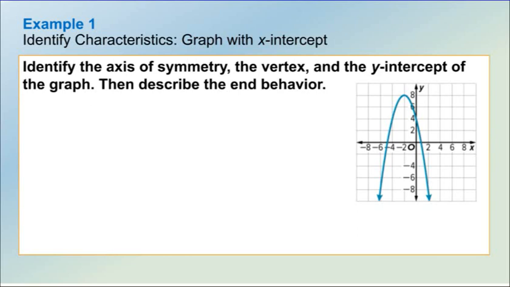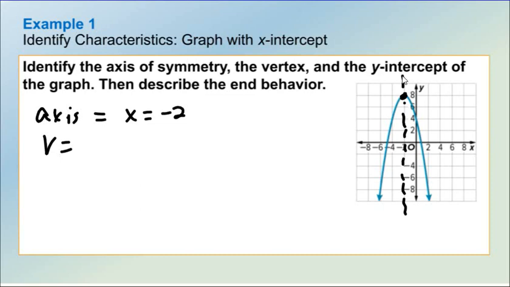Let's look at our first example. It says identify the axis of symmetry, the vertex, and the y-intercept of the graph, then describe the end behavior. The axis of symmetry always goes through the vertex, so it cuts the parabola in half. We would say x equals, it crosses the x-axis at -2. The vertex is up here, so that would be -2 and 8. The axis of symmetry is actually the x-coordinate of your vertex.